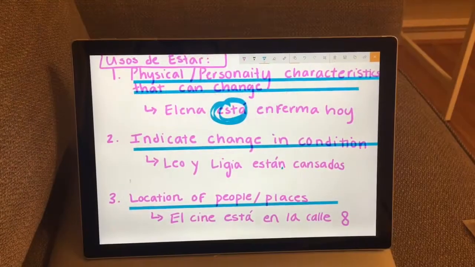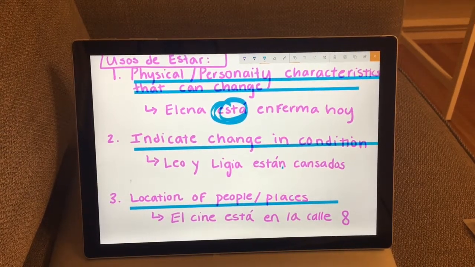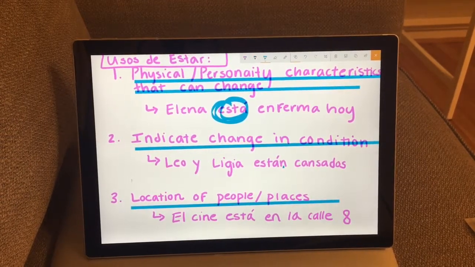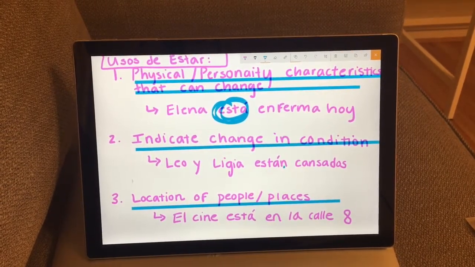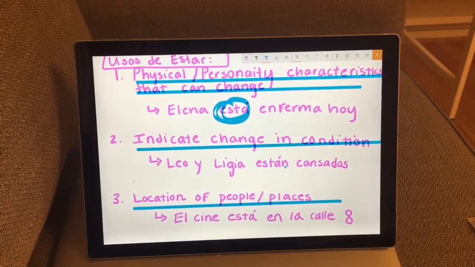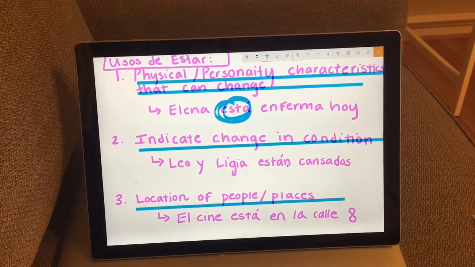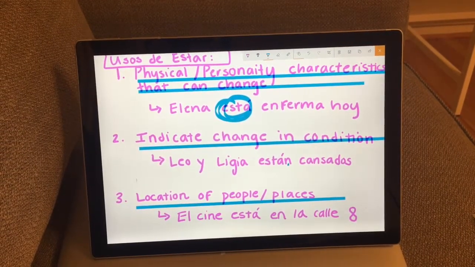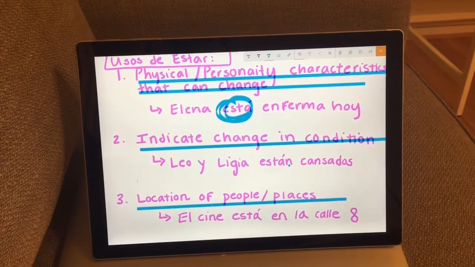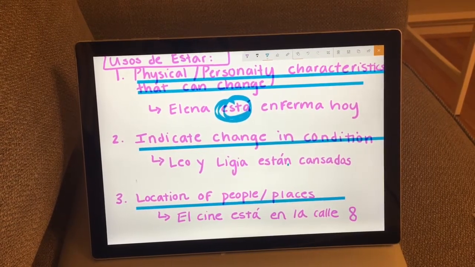Now that we know what the uses of ser are, let's look at the uses of estar. The first one is to describe physical or personality characteristics that can change. The example mentioned here is Elena está enferma hoy, or Elena is sick today. So she's not usually sick. That's not a permanent characteristic of her personality, but today, temporarily, she is sick. So that's why we use estar versus ser.